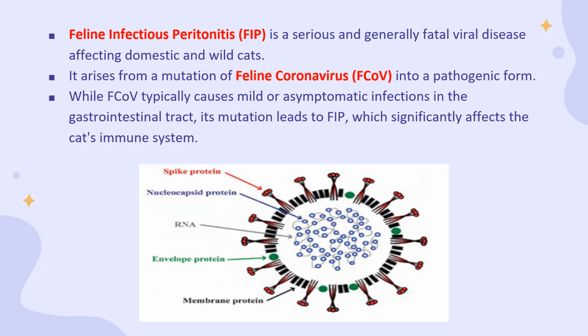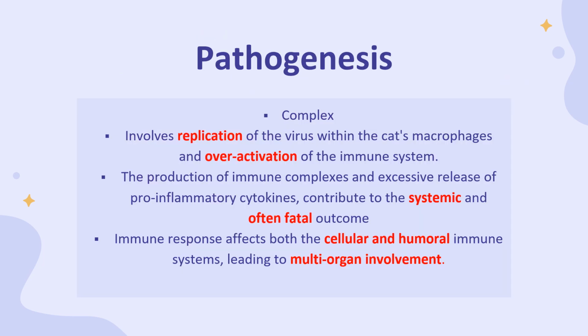Feline infectious peritonitis, commonly called FIP, is a serious and generally fatal viral disease affecting domestic and wild cats. It arises from a mutation of feline coronavirus into a pathogenic form. While FCoV typically causes mild or asymptomatic infections in the gastrointestinal tract, its mutation leads to FIP, which significantly affects the cat's immune system. The pathogenesis of FIP is complex and involves replication of the virus within the cat's macrophages and overactivation of the immune system.